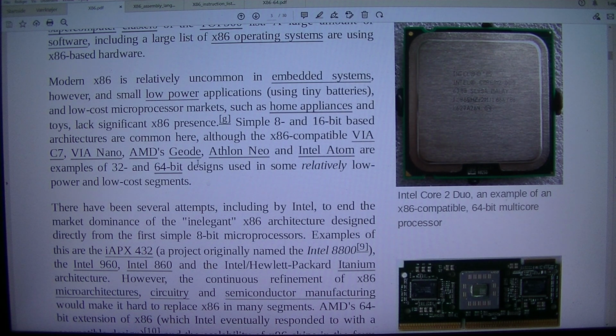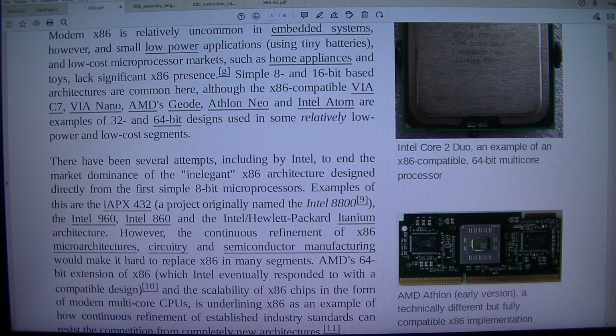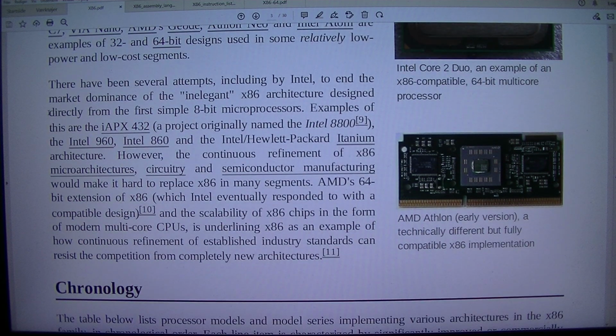There have been several attempts, including by Intel, to end the market dominance of the inelegant x86 architecture designed directly from the first simple 8-bit microprocessors. Examples of this are the iAPX 432, a project originally named the Intel 8800, the Intel 960, Intel 860 and the Intel/Hewlett-Packard Itanium architecture.